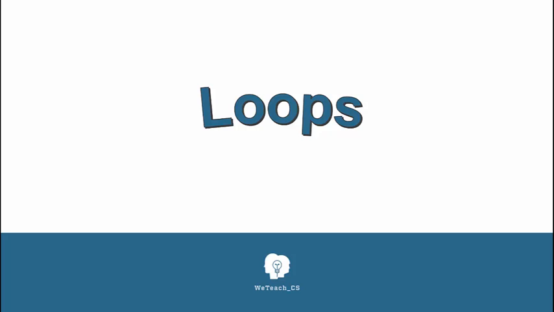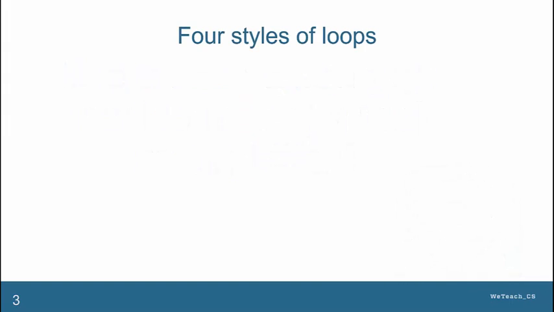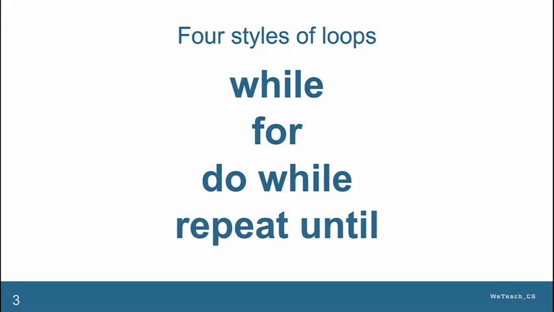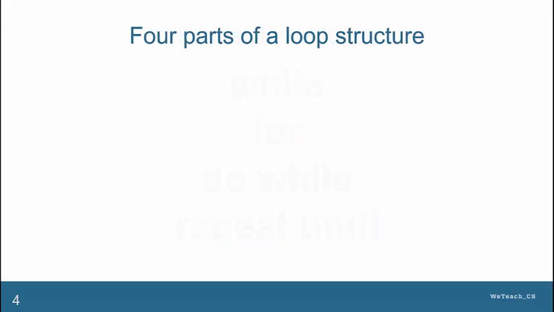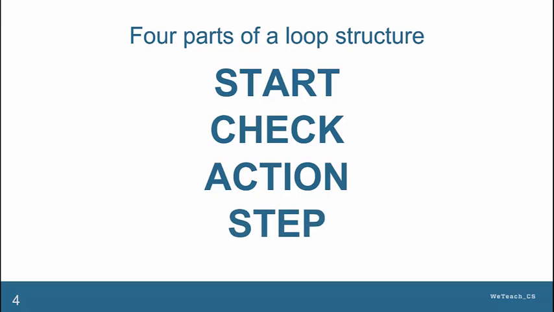Let's talk about loops. There are many instances in a program where you need a task repeated, and the loop is the way to do it. There are 4 basic styles of loops you need to know about: while, for, do while, and repeat until. Each of these loop styles has 4 parts that are absolutely necessary to be effective: the start, the check, the action, and the step. If you leave any of these parts out, the loop will not work.